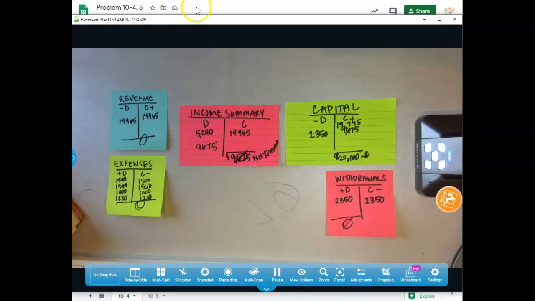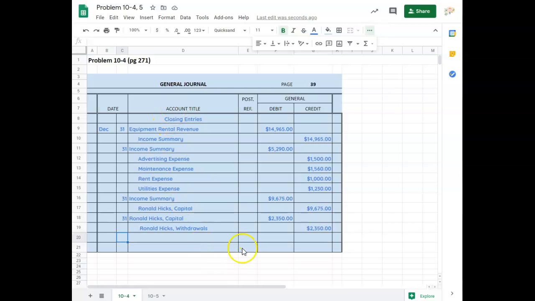Now, we are done with problem 10-4, but one thing I want to include in here is that once you go post these to the ledger, you have to put closing entry in your description in your ledger, because we don't have a source document for all of these. We just know that we're closing these out. So in our ledger, you have to fill out the description column and put closing entry. But we're done with problem 10-4.